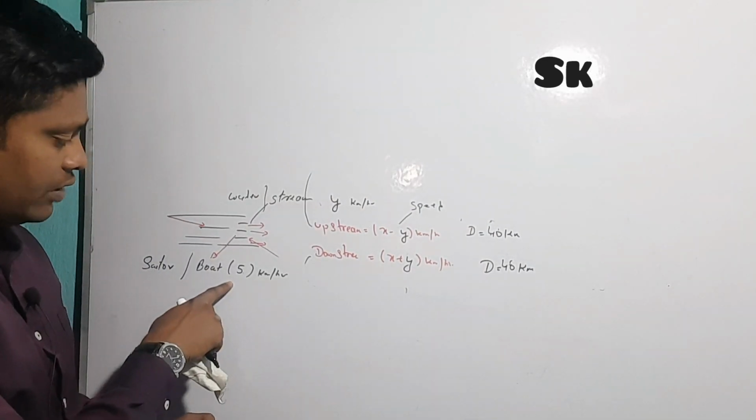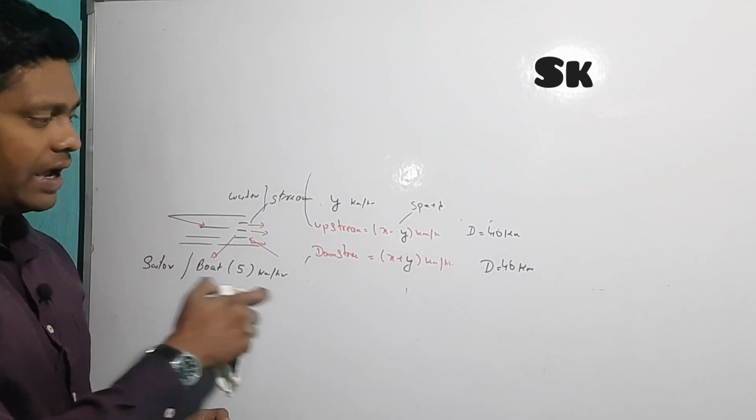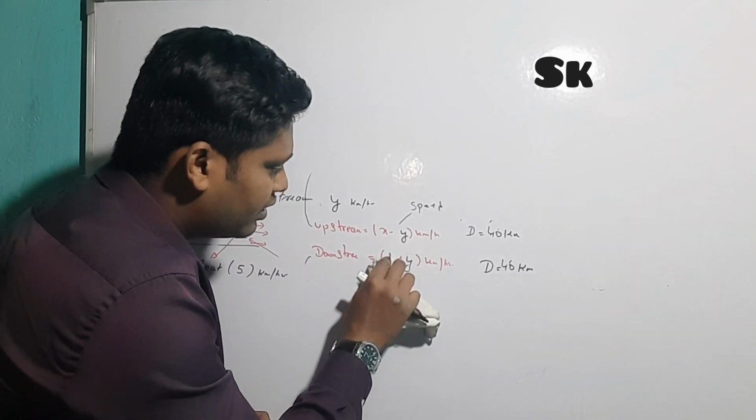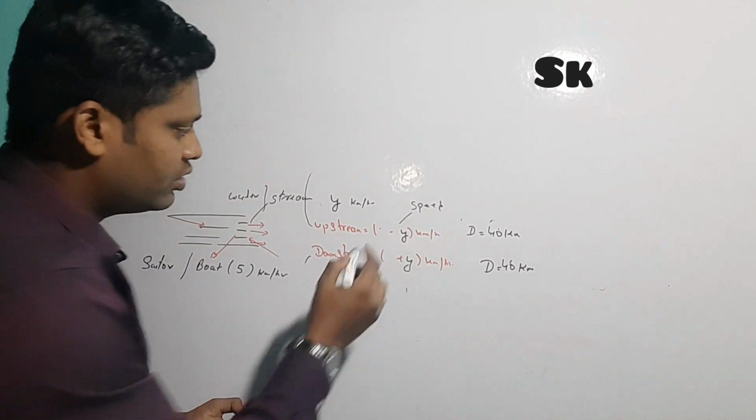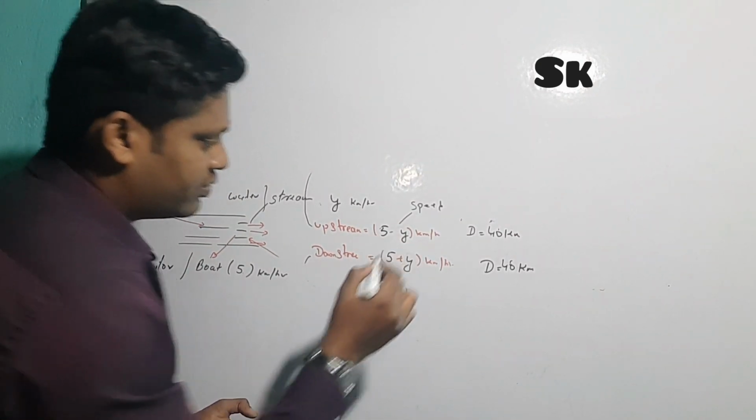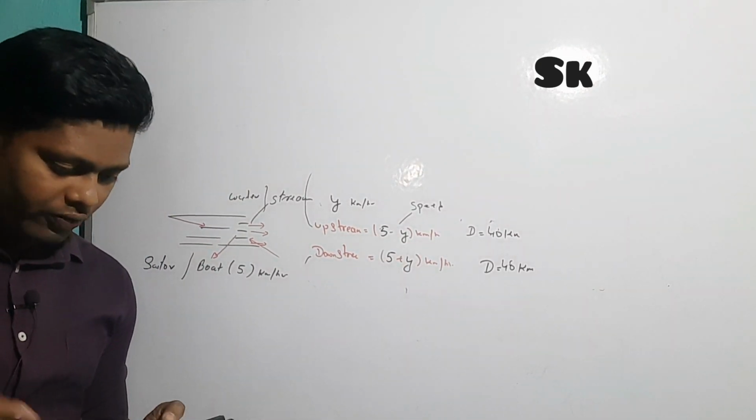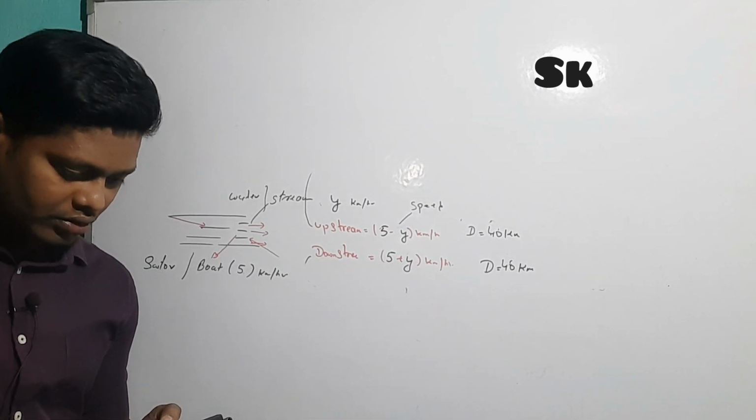They have given you the x value. X value is how much? Means 5. So instead of this one, I will write 5, and y as it is. 5 minus y and 5 plus y. Clear? Now listen to this one.